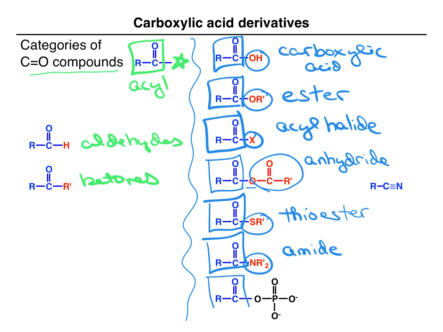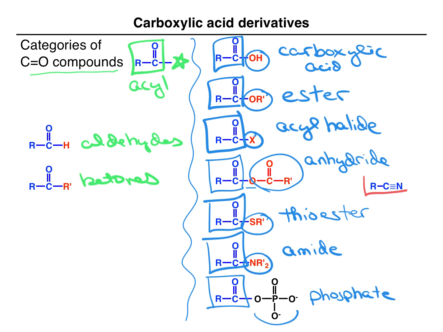And finally, an acyl group connected to this phosphorus group is called a phosphate. And you see a lot of these in biological systems. A common factor among these compounds, different from what we see with aldehydes and ketones, is that in each case, our acyl group is connected to an electronegative element. So this makes up the group of carboxylic acid derivatives.